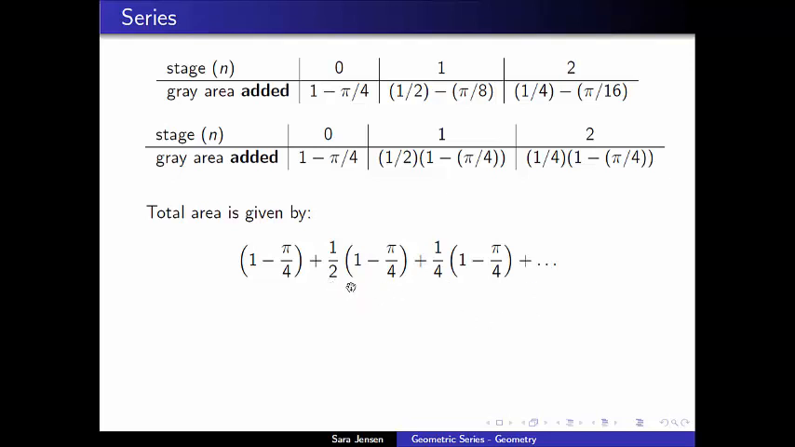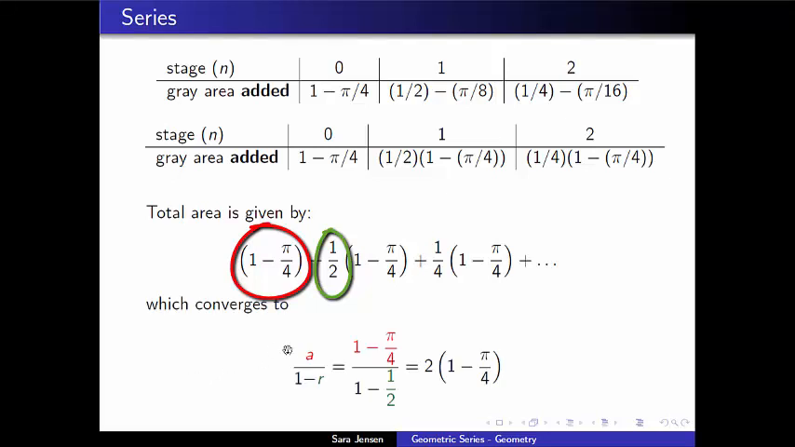The area that we add at this stage is precisely half of this area. The area that we add at this stage is precisely 1/2 of this area, since 1/4 is 1/2 times 1/2. Ultimately, what this means is that we're looking at a geometric series where our first term is 1 minus pi over 4, and our ratio, the thing that we're multiplying the previous term by to get the next term, is 1/2.